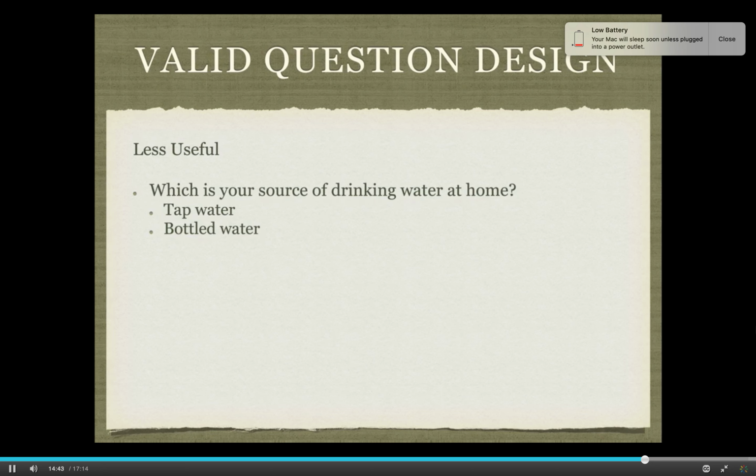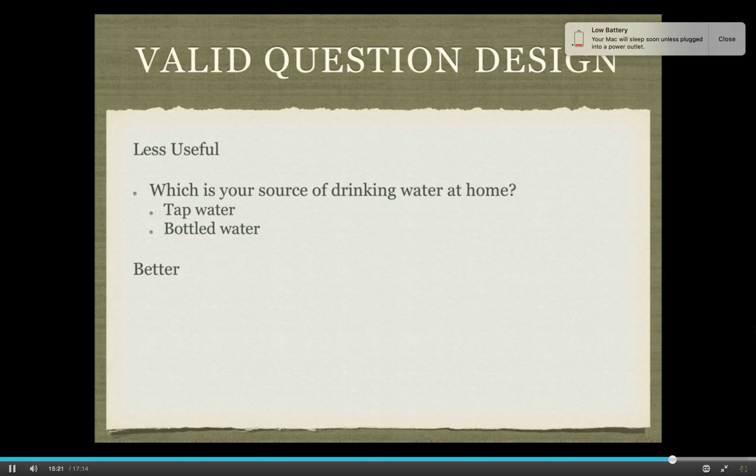Which is your source of drinking water at home? The options here could be tap water or bottled water. Think about it for a minute, is this a very valid question? I suppose some of you are saying, no, it's not very valid. And the reason is because at home, you might put your tap water in a bottle and drink your tap water from a bottle. And so your tap water, in a sense, is also the same as your bottled water.